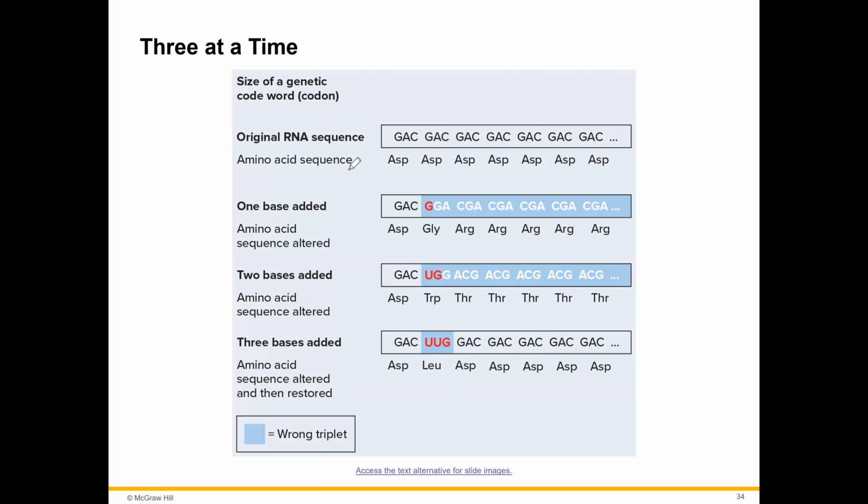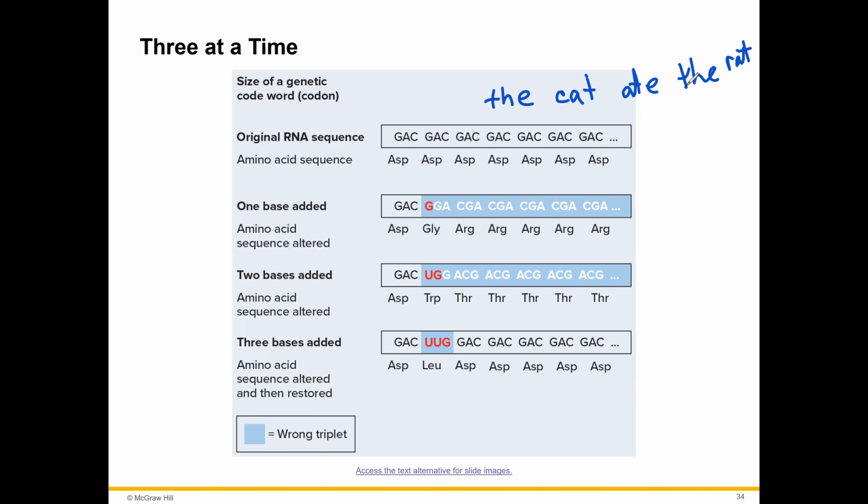Now, let me give you an analogy. For example, you have this sentence: The cat ate the rat. You see we have 1, 2, 3, 4, 5 words. Each word has 3 letters, and each word codes some information. So when you read it, you understand the cat ate the rat. That tells you something happened.